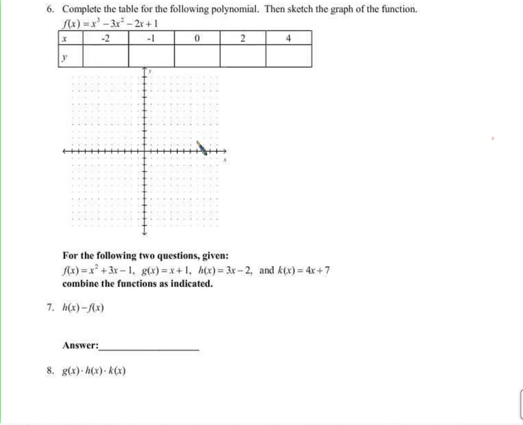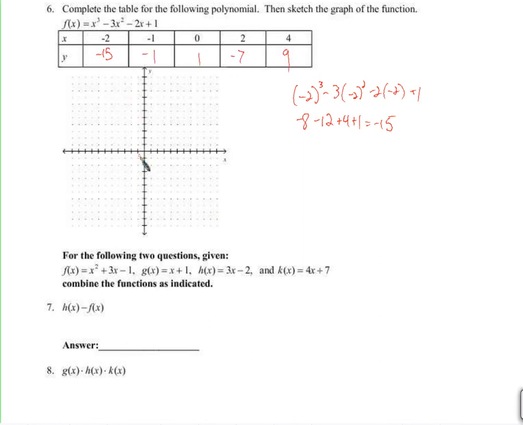You complete the table for the following polynomial, then sketch the graph of the function. I'll do the first one, and then I'm going to fill them in and save us all time. So, negative 2 cubed minus 3 times negative 2 squared minus 2 times negative 2 plus 1. This is negative 8. This is 4 times negative 3 is negative 12. This is negative 2 times negative 2 is positive 4 plus 1. Let's see, this is negative 20 plus 5, negative 15. Negative 15. I'm just going to go ahead and fill these in. All right, so they're filled in.